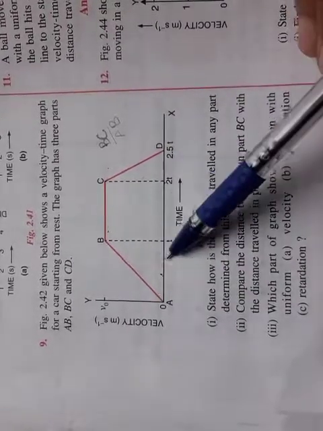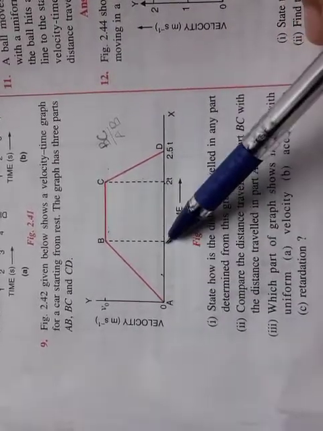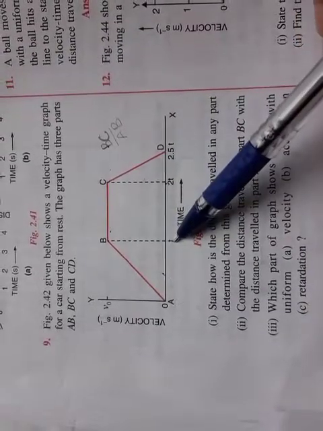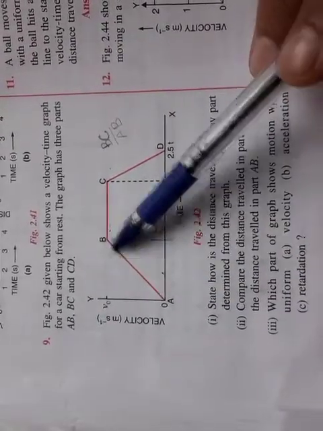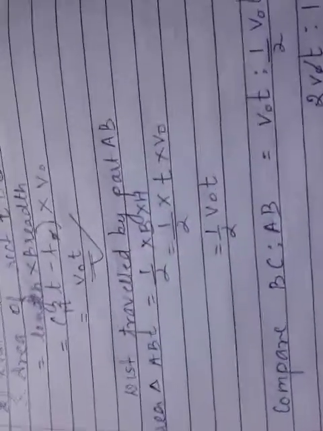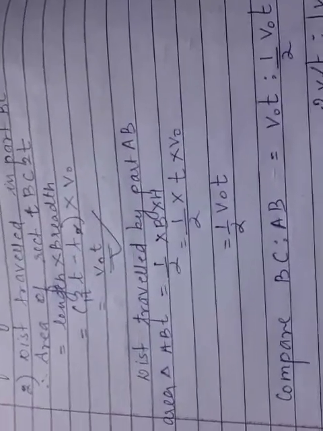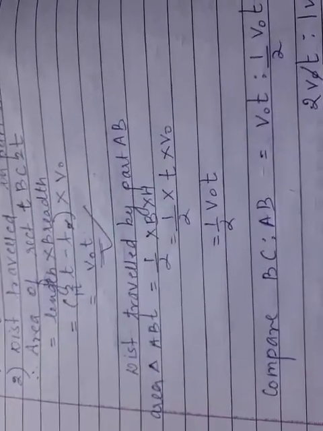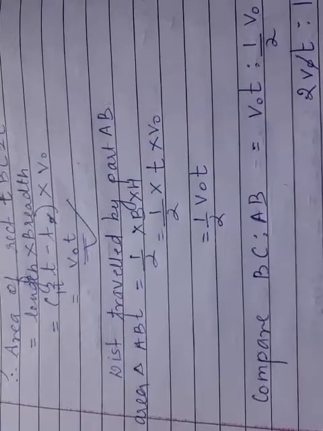Area of triangle ABT. What is the base? T. Then what is the height? V0. So we will be substituting the values. So here you can see the distance traveled by part AB is half into base into height, which is half into T into V0, which is half V0T. So did you understand this part? Half V0T, how did we get it?